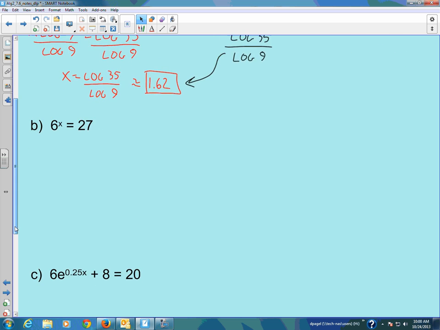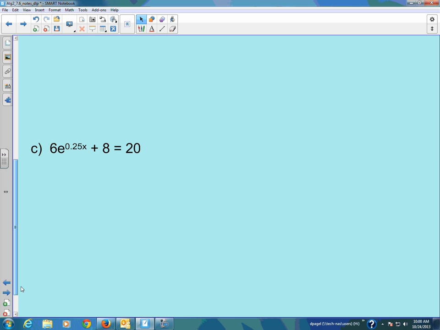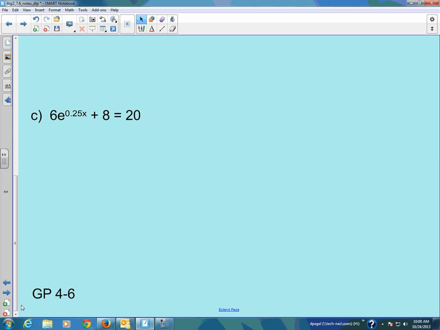We're going to skip B here and actually go to one that involves a little tweaking before we can do this. So we just said that I want to do this when I have a base value by itself on the left-hand side and a constant value by itself on the right-hand side. So here I've got a little work to do. I've got to move some things around so that I get my base value, e to the 0.25x. So I'm going to have to subtract my 8 over there, and then get rid of that coefficient, so we're going to divide by the 6.